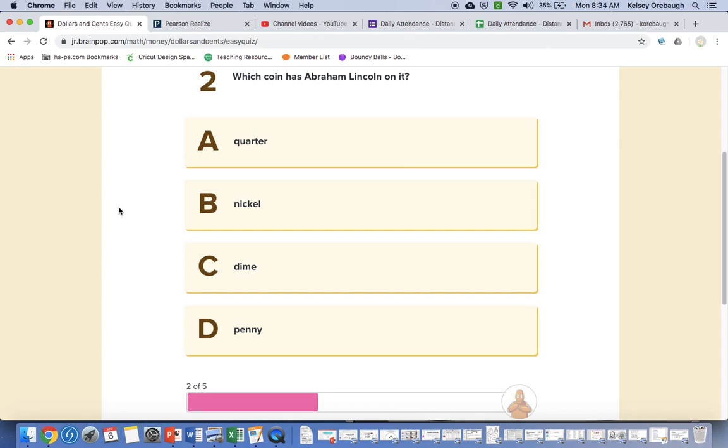Well, I'll review with you. The quarter has our first president, George Washington, on it, so it's not the quarter. The nickel has another president, Thomas Jefferson, on it, so it's not the nickel. The dime has FDR, Franklin Delano Roosevelt, on it. And finally, the penny. The penny has Abraham Lincoln on it. It is D.